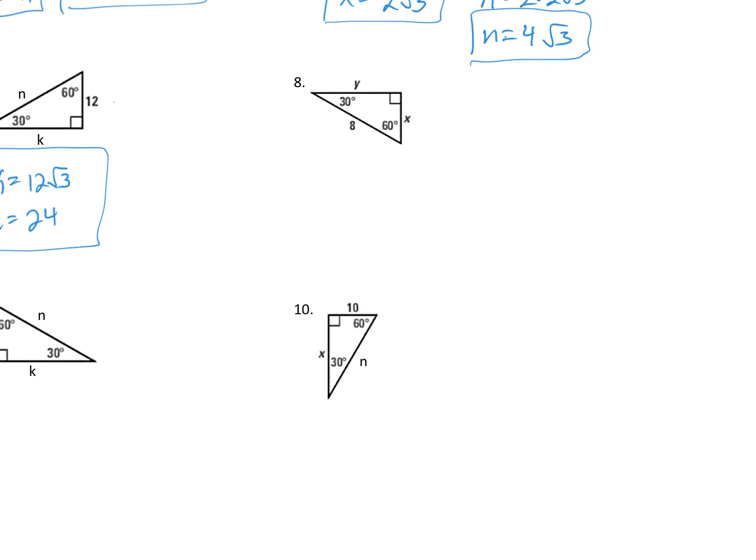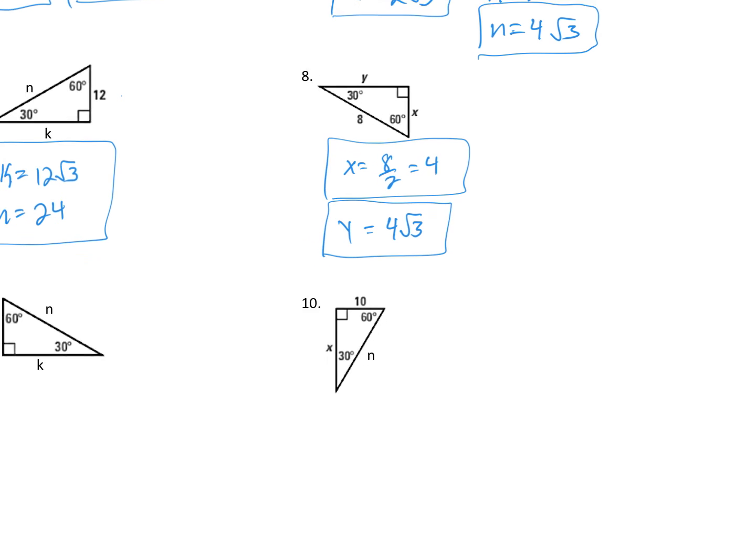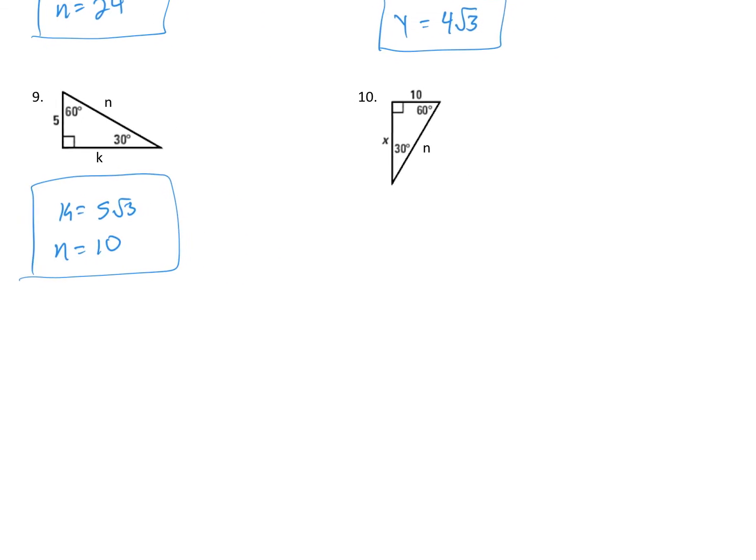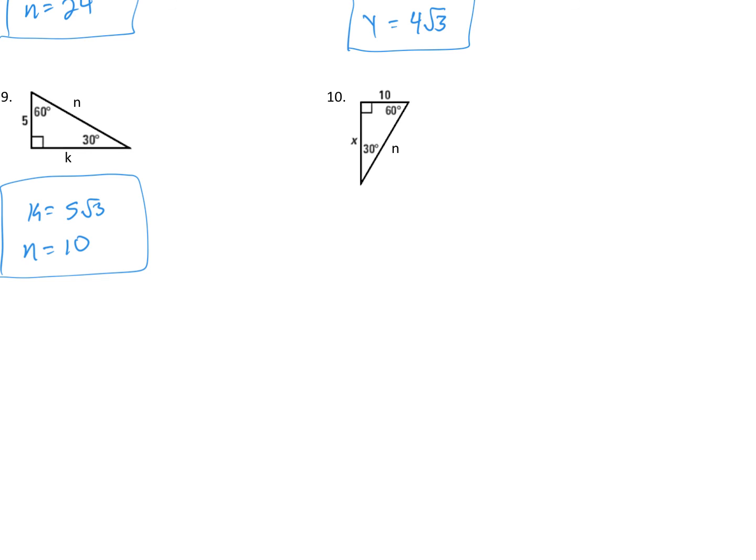Here I'm given 8, so x should be half of that, 8 divided by 2, which is 4. And y should be 4 root 3. Number 9, I got the shortest side of 5, so then k should equal 5 root 3. And n should be twice of that, which is 10. And then finally, number 10, our last example, our shortest side is 10. So x should equal 10 root 3, and n should equal 20, twice the amount of 10. So that is it.